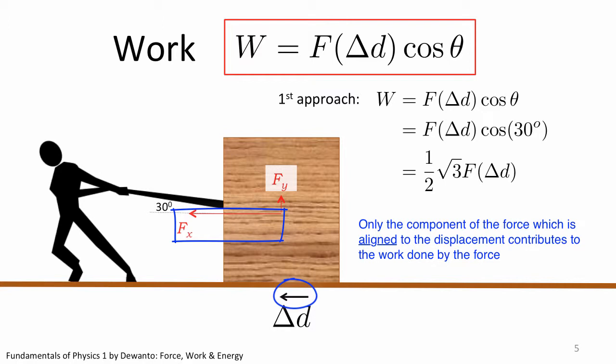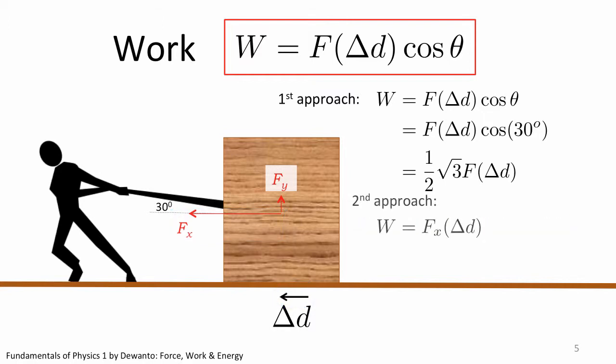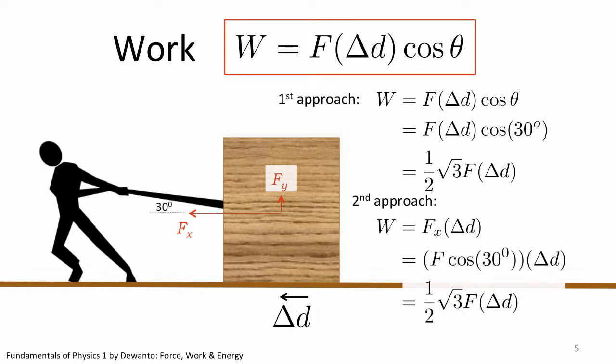And since this horizontal component of the force, which we just call Fx for convenience, is already aligned to the displacement, theta is 0 and cosine theta is 1. Hence, W is equal to Fx times delta D. But what is Fx? Fx is equal to F cosine 30 degrees. You should have been familiar with resolving force along x and y using cosine and sine by now. Hence, it becomes F cosine 30 times delta D, and at the end of the day, we end up with the same result as the one from the first approach.